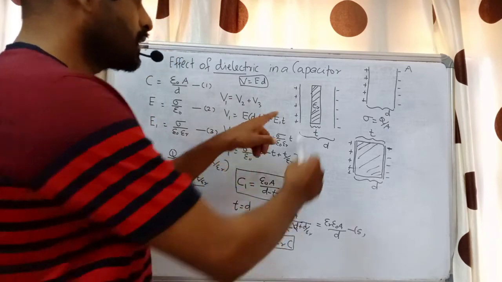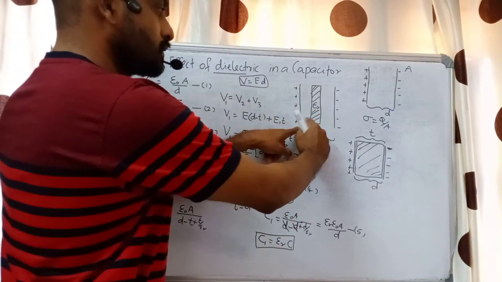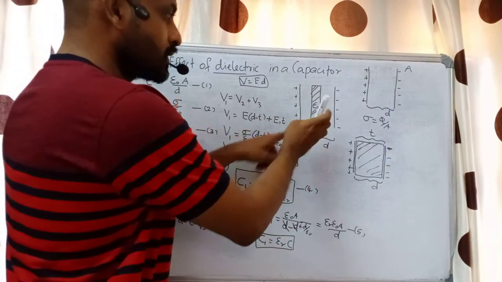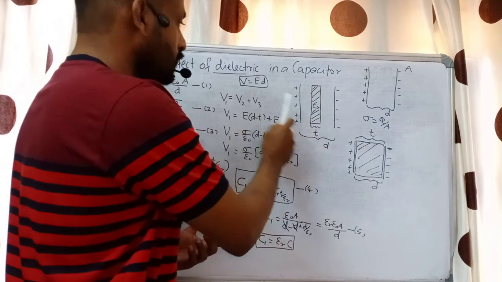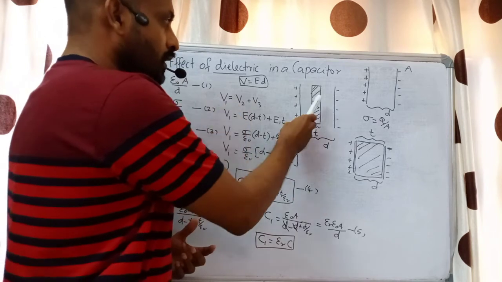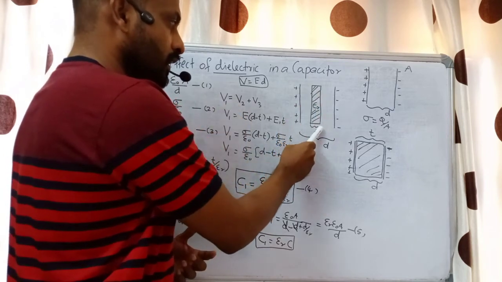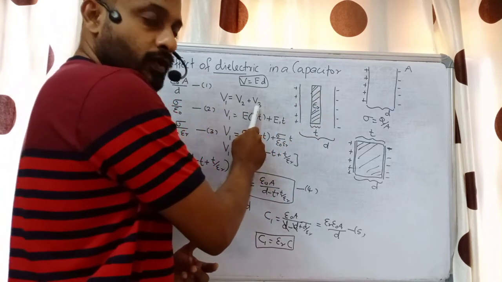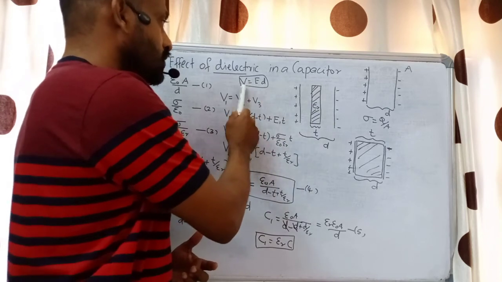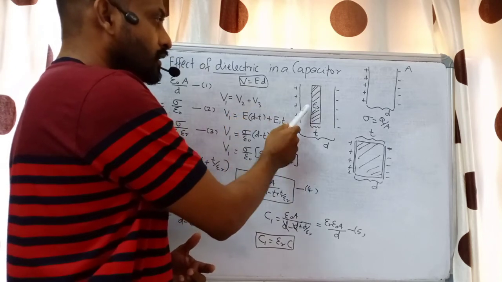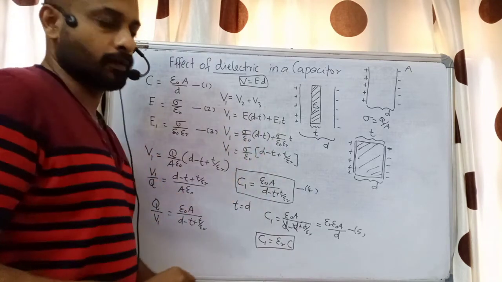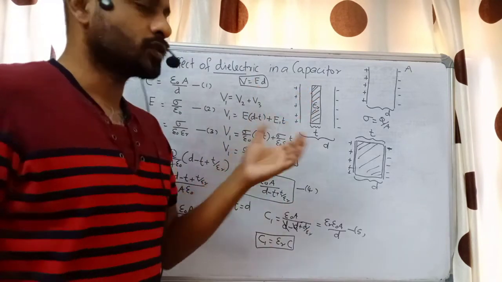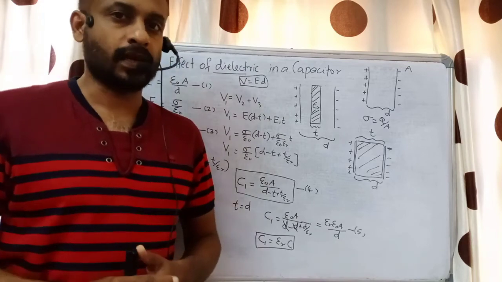So we have split the region into two regions between the capacitor plates. One region not having any dielectric medium, meaning vacuum. Potential we have written V2. The other region having dielectric, having a thickness T. The potential I have written V3. What is the equation for potential? Potential or potential difference equals E into D. Electric field into distance. Electric field into the corresponding distance we have multiplied. So this is the effect of inserting a dielectric in a capacitor.